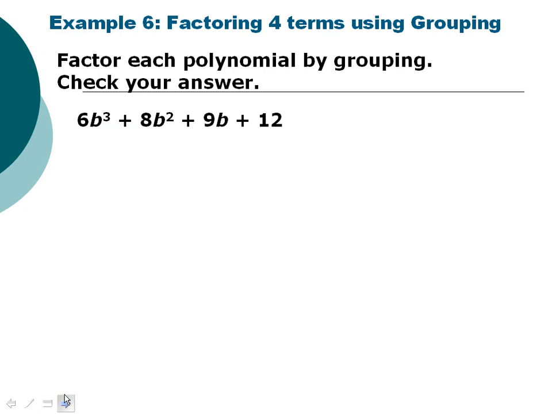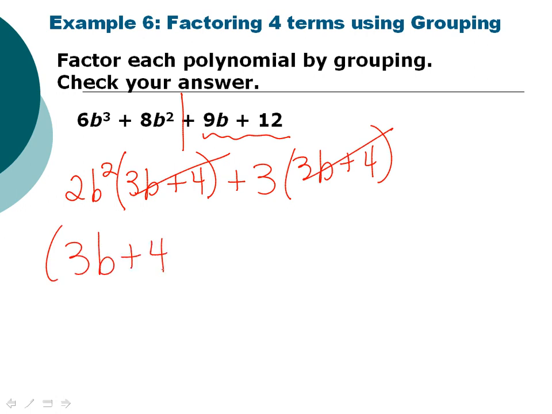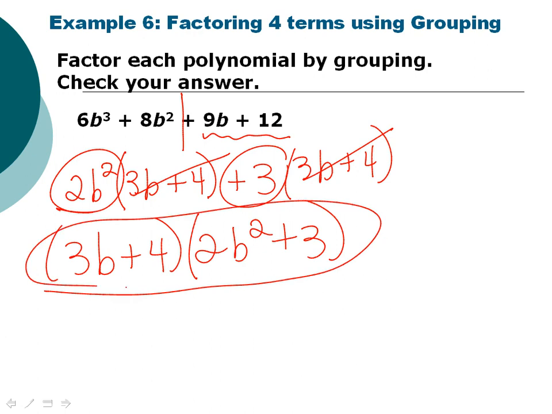Okay, the next type of factoring is grouping. And this is our last one. When I do grouping, I'm going to divide and conquer. I have to find the common factor between 6b to the third and 8b squared. That's 2b squared. I'm left with 3b plus 4. I do the same thing to the other side. Those have a common factor of 3, and I'm left with 3b plus 4. Putting these together, I'm going to take the 3b plus 4 and put it out front. That leaves 3b plus 4 times, you have to write down everything that's left over, 2b squared plus 3. And that is the final answer.